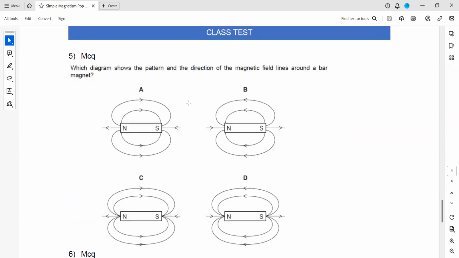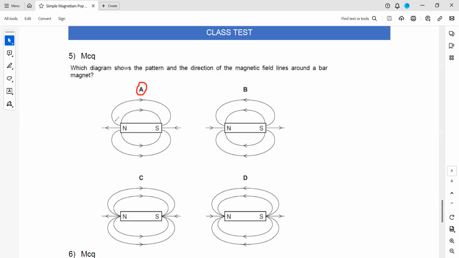Then the diagram shows a magnetic pattern in the direction. It's always out from north and into south. So A is representing a correct direction of the magnetic field pattern. But why A is not correct? The pattern direction is correct, but the spacing is not. When you check the spacing, near the poles the distance between the field lines should be closer. So if we select A, why is A considered wrong?